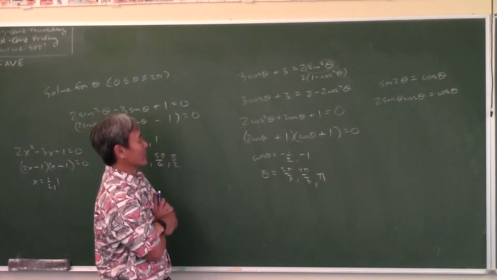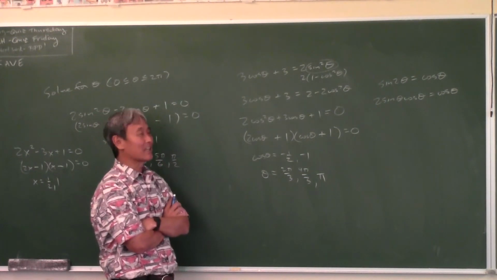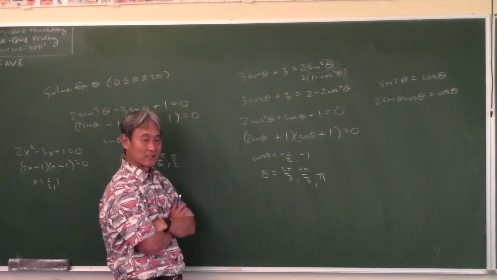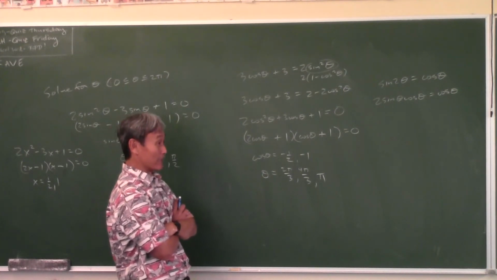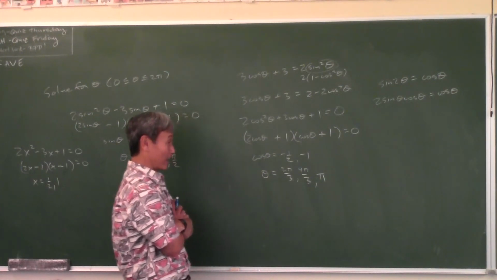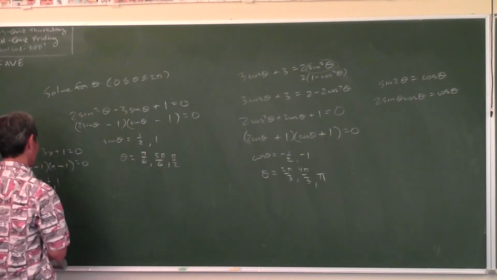Okay, now what do I do? Can I divide both sides? Can I cancel out the cosine thetas? No. Well, yeah, you can, but then you just lost half the solutions. Therefore, I have to take out 8% of the points.